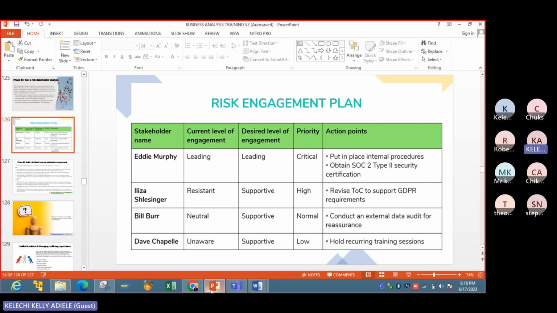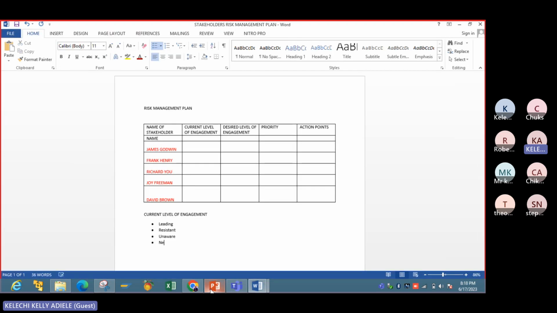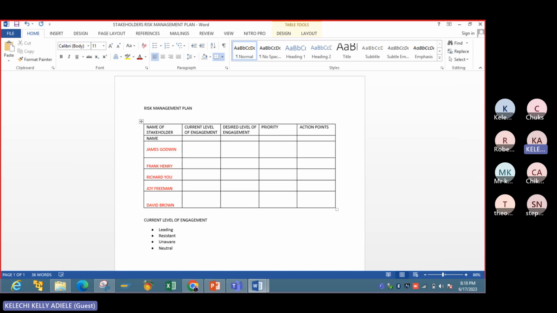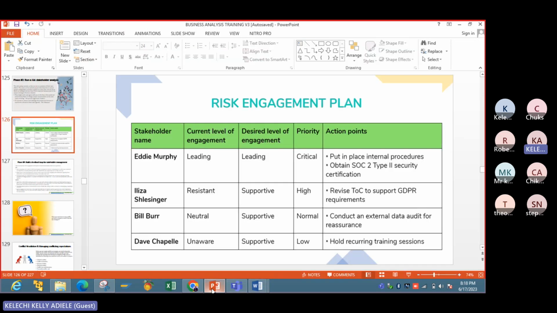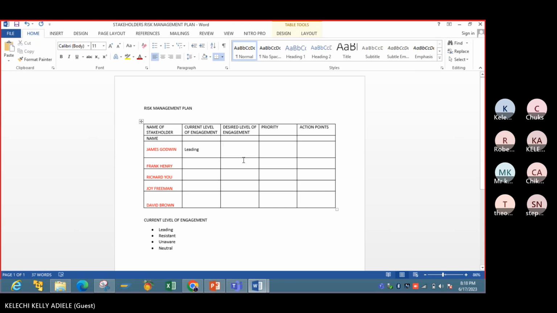Aware and neutral. Okay, so based on my engagement, the CEO is leading, very supportive. I think we have supportive here. Okay, that's the desired level. The project manager is also leading, trying.